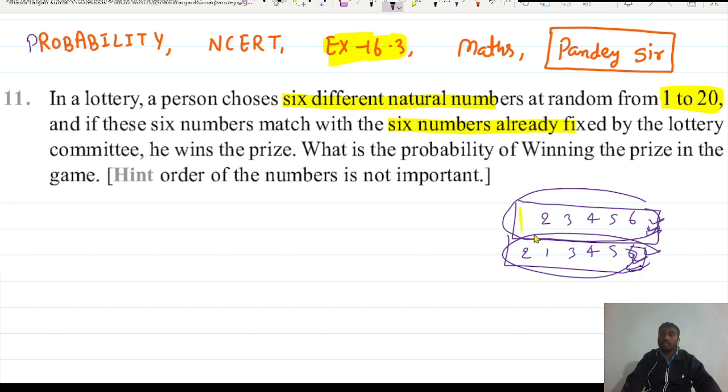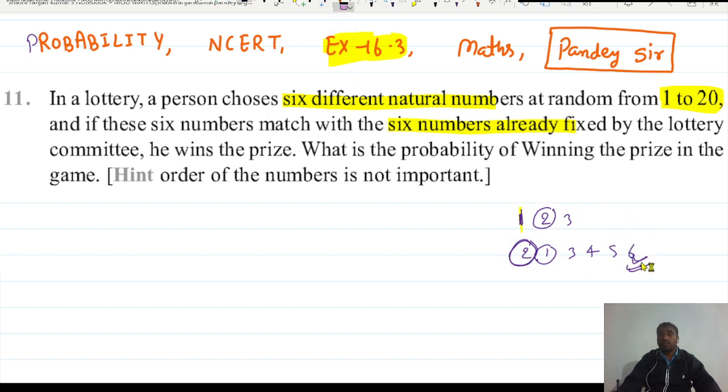Means in one case we get 1 first and then 2, but in the other we get 2 first and 1 second. So both are actually the same thing. So order doesn't matter here. Fine. So see how we can do this. First of all, let me write the total number of cases. Here we have a total of 20 numbers, and if you want to select any 6, how many ways can you select? This we have learned in the combination chapter. Okay. So how many here?